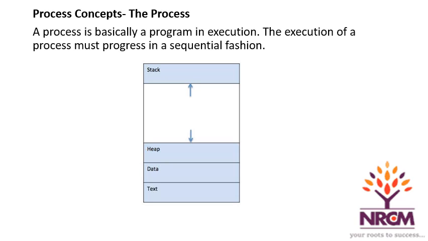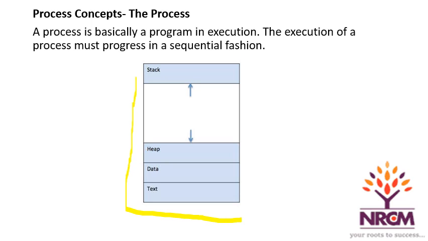As we discussed, when a program is loaded into the memory, it becomes a process, right? Once the program is loaded into the memory, it is divided into 4 sections. First is code or text. Next part is data. Third is heap, and fourth is stack. This diagram shows the layout of a process, the layout inside the process.